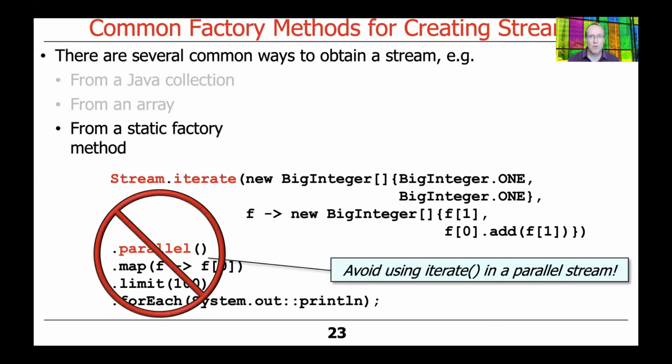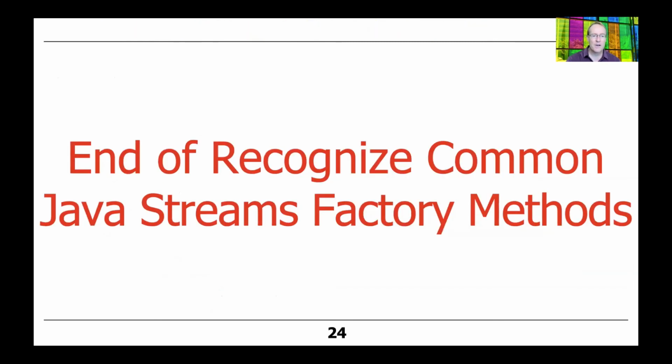Make sure that you avoid using iterate in a parallel stream. There's all kinds of weird side effects that happen when you use iterate in parallelStream, and it tends to run very slowly. So please be careful not to do that.